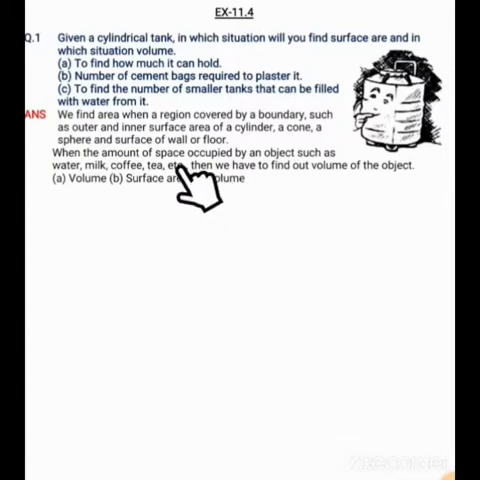Now students, see here, we find area when a region is covered by a boundary, such as the outer and inner surface area of a cylinder, a cone, a sphere, and a surface or a wall or floor. When we need the amount of space occupied by something such as water, milk, coffee, tea, etc., then we have to find out the volume. Students, listen carefully: for a solid we have to find the surface area, and whatever is in liquid form, we have to find the volume.